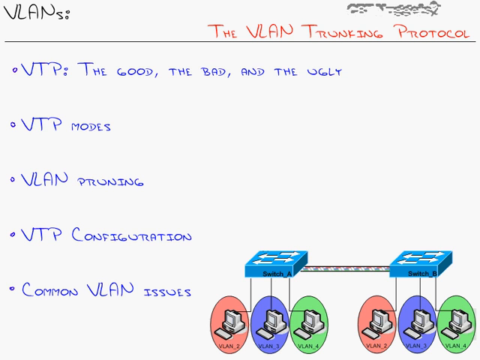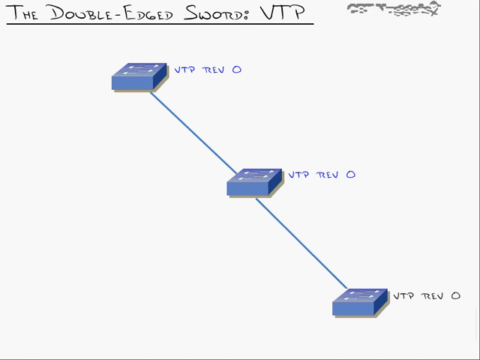Then we'll get in depth into what VTP is all about, the modes, what VLAN pruning is, how that comes into play, VTP configuration. We're going to set up VTP between our switches, and then we'll wrap up this whole VLAN subseries by talking about common VLAN issues. Here's the scoop. The goal of the VLAN trunking protocol is very simple. It's to ease your daily administrative burdens of creating VLANs.